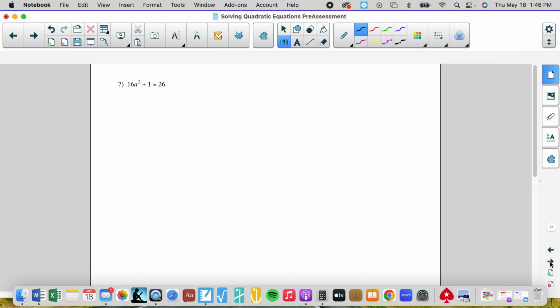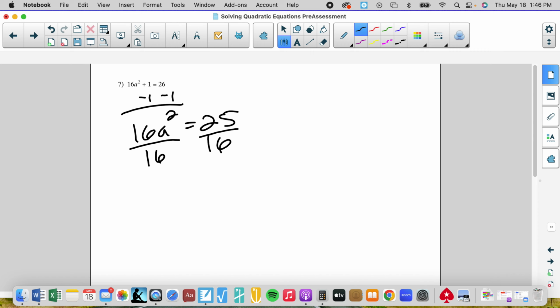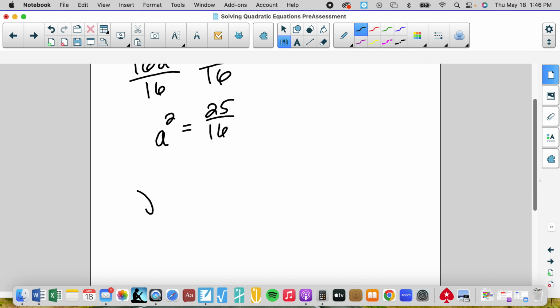These are pretty straightforward, pretty simple, until we get something that looks like this. So we're going to subtract 1. Our variable is not isolated yet. We have to divide by 16. We have isolated. We have solved for the squared root. Now, what gets rid of an a squared is a square root. So we're going to take the square root of both sides.